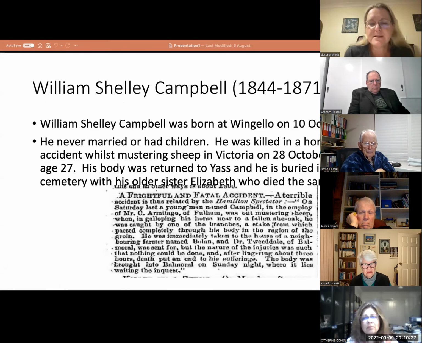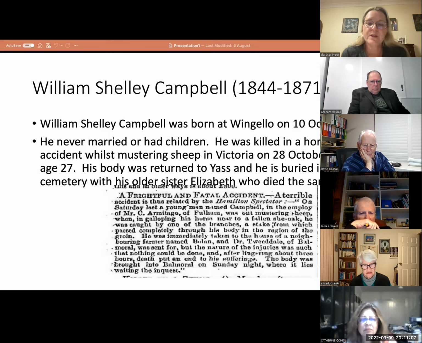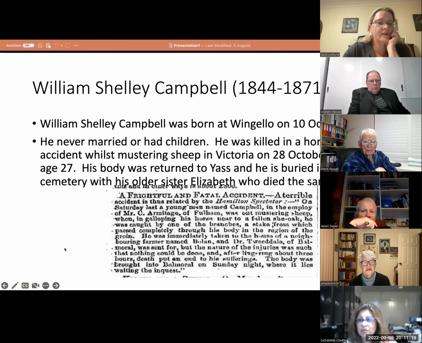And I just love reading some of these newspaper stories that are just so graphic. If I just find the line here. He was out mustering sheep when, in galloping his horse near the fallen she-oak, he was caught by one of the branches, a stake from which passed completely through his body in the region of his groin. He was immediately taken to the house of a neighbouring farmer named Bolan, and Dr. Tweedale of Balmoral was sent for. But the nature of the injuries was such that nothing could be done, and after lingering about 3 hours, death put an end to his suffering. So, no question as to how he died, unfortunately.